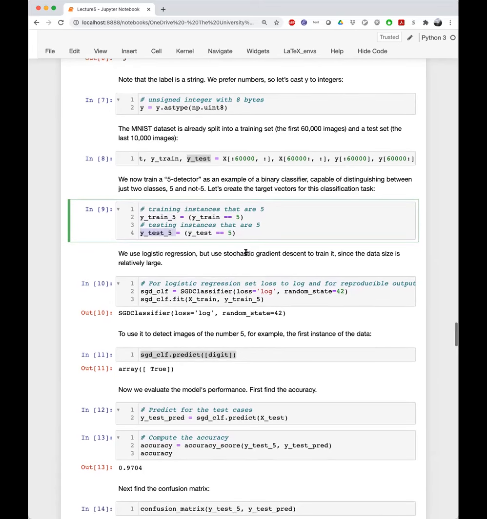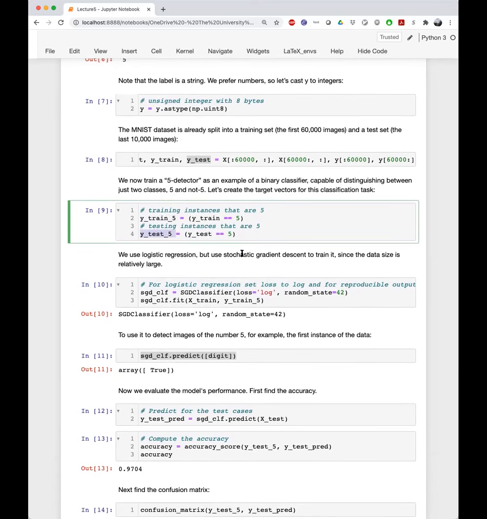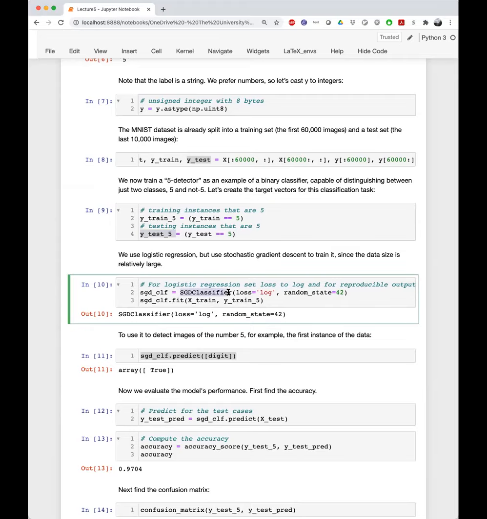Right? Just 1 and 0. There's no 5, no 6, and no other values. Simply a binary problem right now. So we use logistic regression, and we use the SGD, the stochastic gradient descent, because we have 60,000 training instances. If you use the logistic regression, it can take a long time, right? So we just use stochastic gradient descent. So we use SGD classifier.